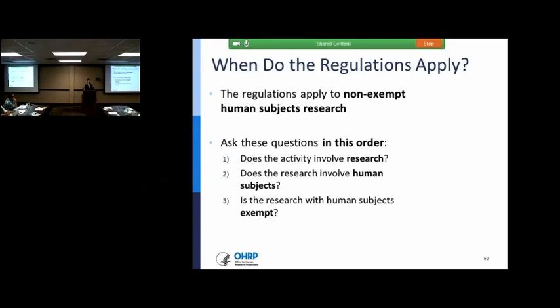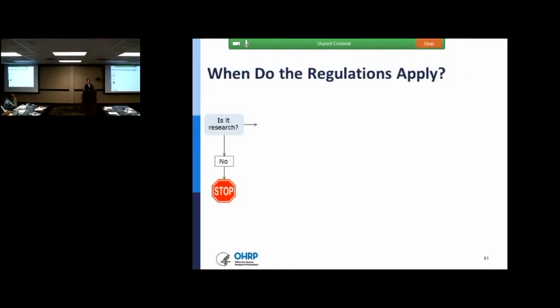It's really helpful, no matter how many times you have done this, to always go through and take it one step at a time and follow through each of these steps. So first, is it research? If it's not, then you stop, right? The regulations don't apply to what you're talking about.